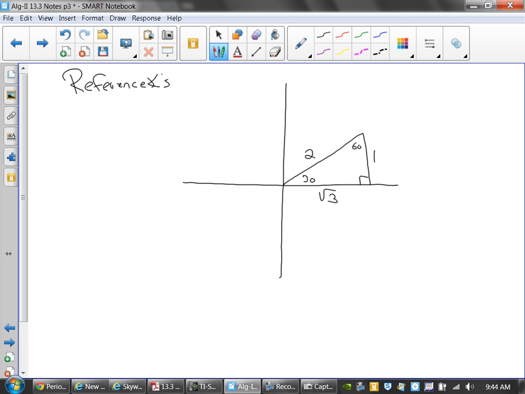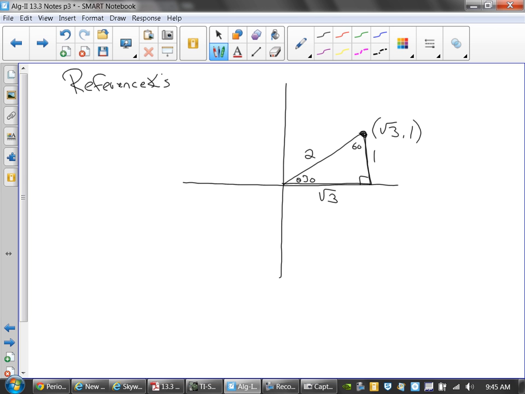Now, Lance, what is my ordered pair? What is the ordered pair for the terminal side of theta? Root 3 and 1. The x value is root 3. The y value is 1. Okay. So that ordered pair there would be root 3 and 1.